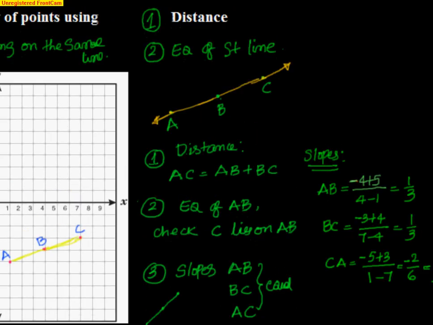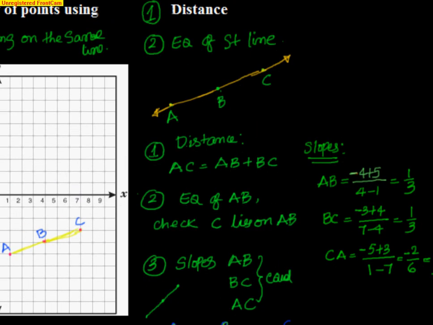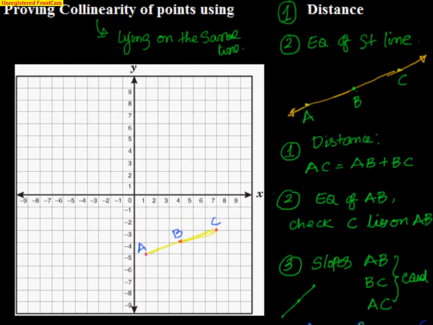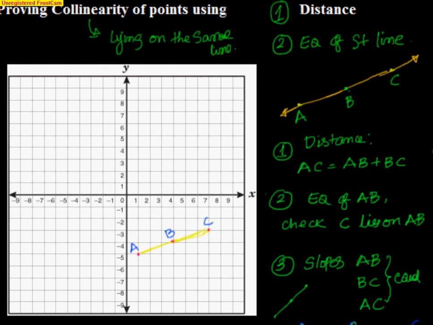That's about proving of collinearity of points using distance, equation of straight line, and also slope.